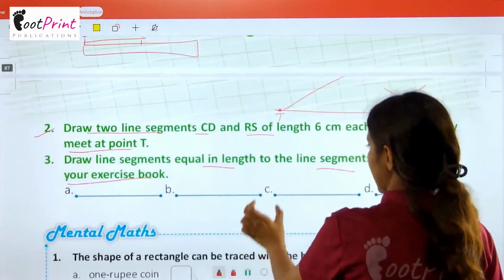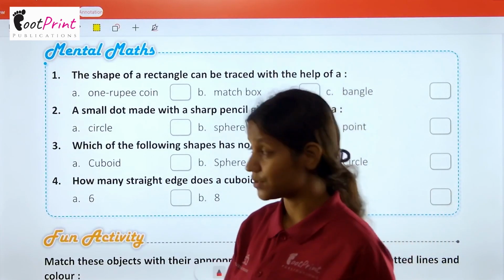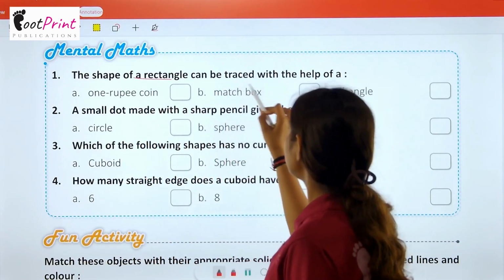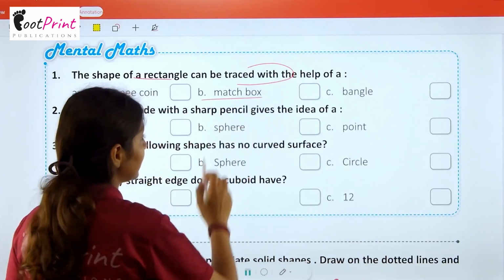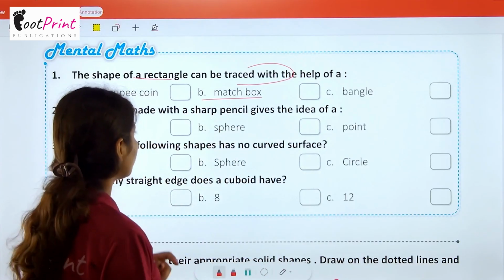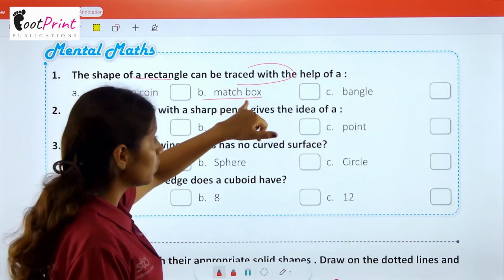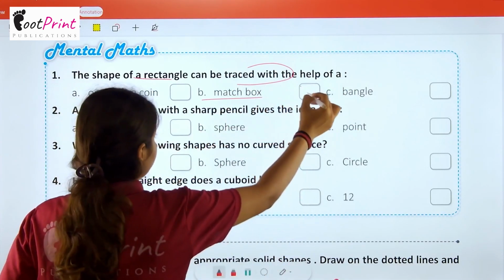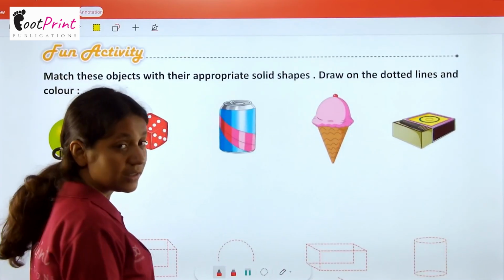Okay, then we have mental math portion of this chapter. The shape of a rectangle can be traced with the help of, we can see here we have so many options, that is matchbox, bangle or 1 rupee coin. So this will give us a rectangle, this will give us a circle, and this will give us a circle. Okay, this is how you will do the rest of the part of this mental maths activity.